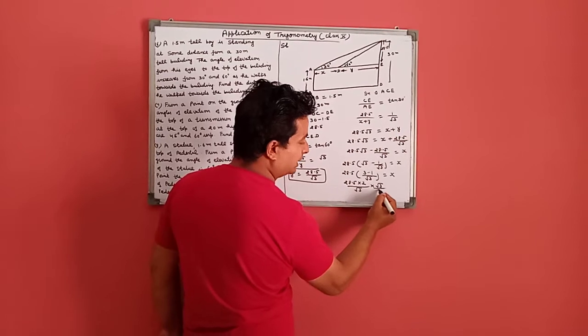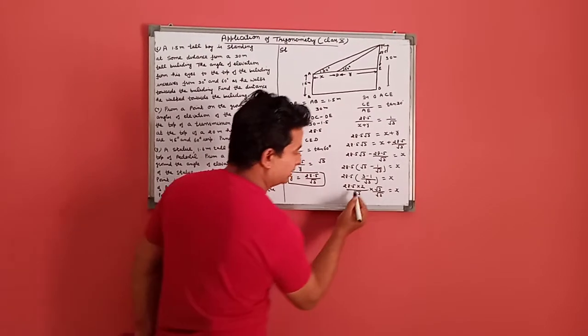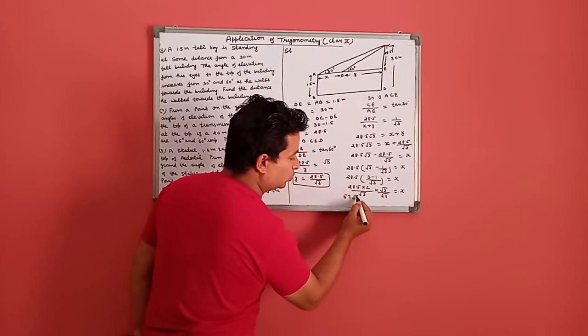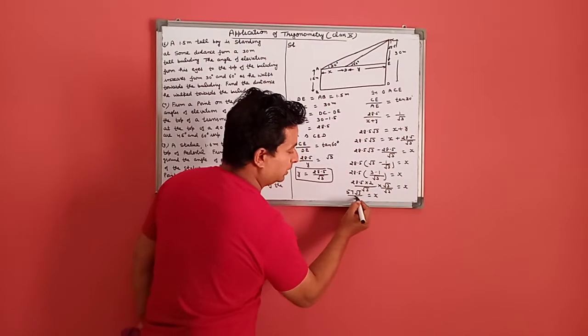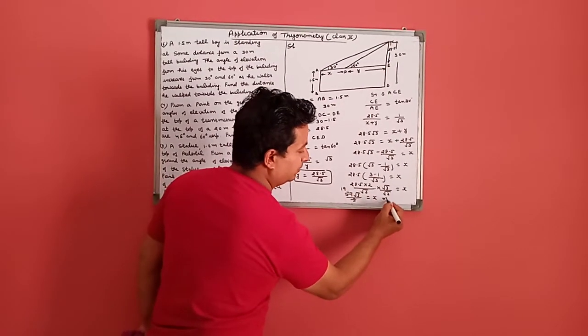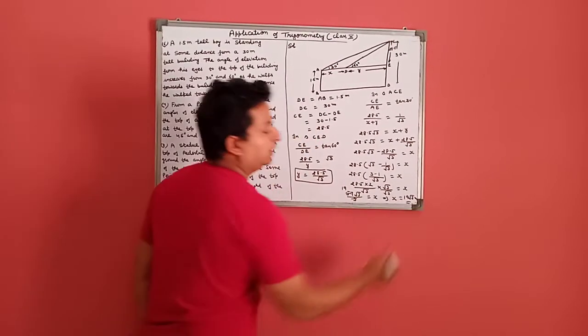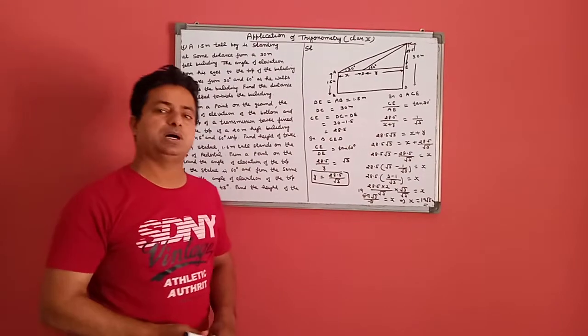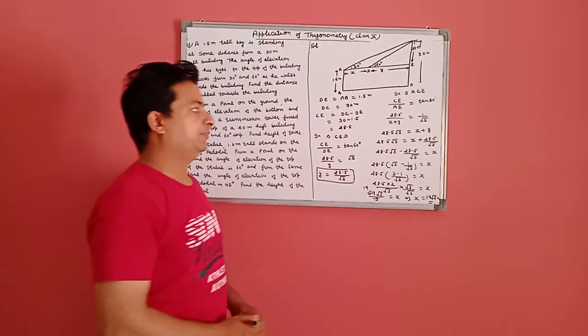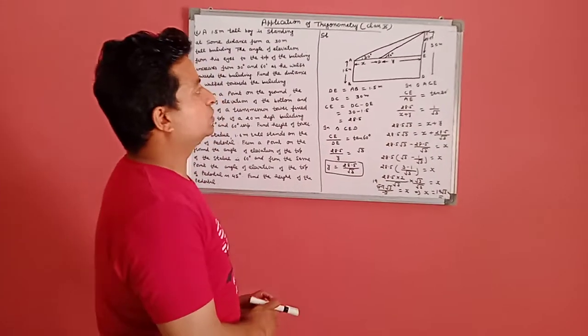When we rationalize this, we get 57 root 3 upon 3, that is 19 root 3. X is equal to 19 root 3 meter. This is the distance he walked towards the building. This is the solution of question number 6.